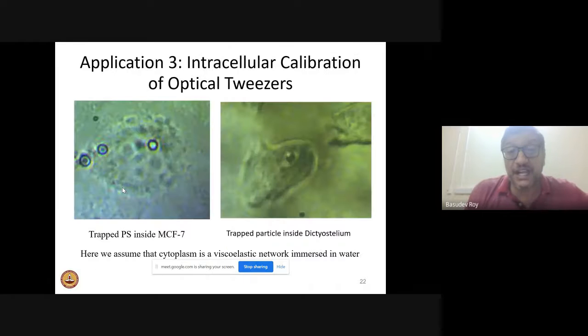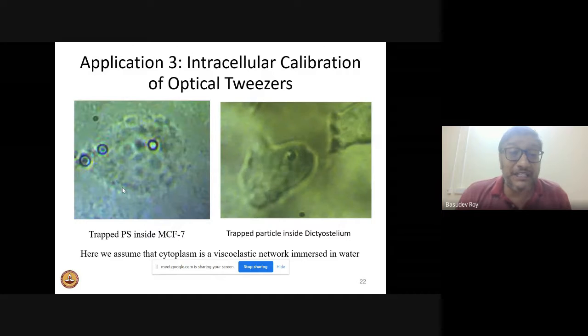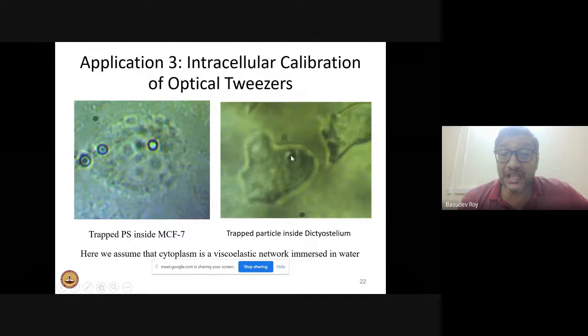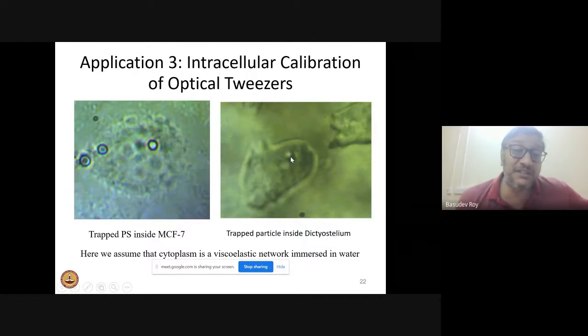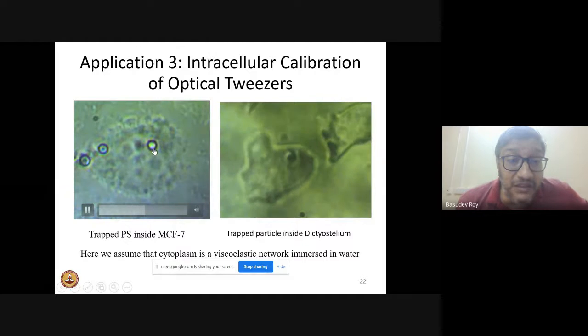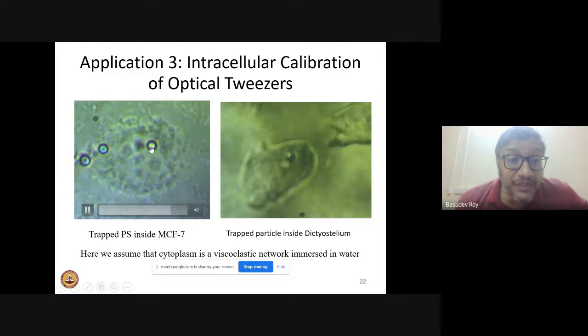The third application happens to be inside the cell. We put the birefringent particle inside the cell. In this case, we have a particle inside an amoeba cell. You can see it is moving, and the cell is held by an optical tweezers, which is why it stays at one spot. And here there is an MCF7 cell, and you will see this is moving, very slightly.